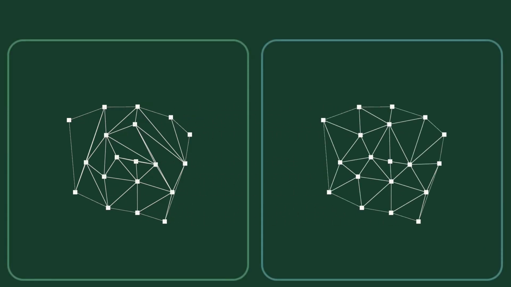Now let's look at the same vertices, but with a different triangulation. Wouldn't you agree that this looks a bit better? The triangles are more evenly sized and the mesh looks just a bit more natural.